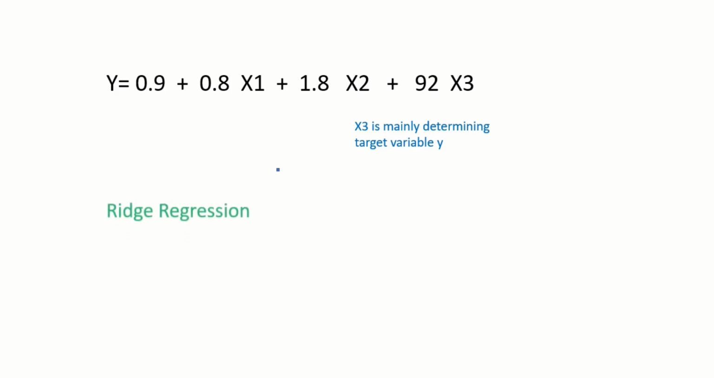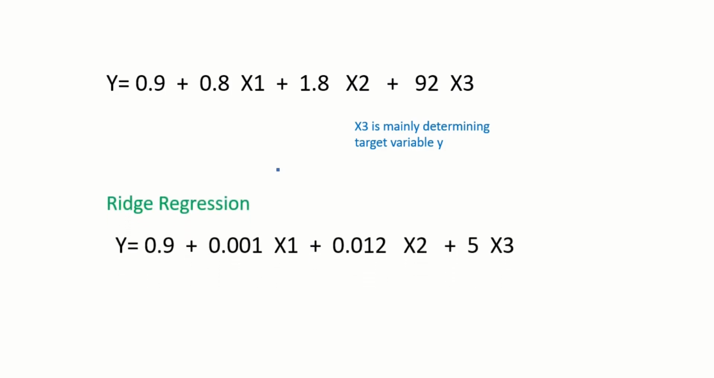Let's look at what Ridge Regression does. For the same equation, it will convert it to something like this. Here you have to notice that it has scaled down the coefficients of each of the independent variables, but the main point to be noted is that it contains the same number of independent variables as were given in the original linear equation. Moreover, you can see that it has scaled down so close to zero but not equal to zero. This is the main difference between Ridge and Lasso regression.